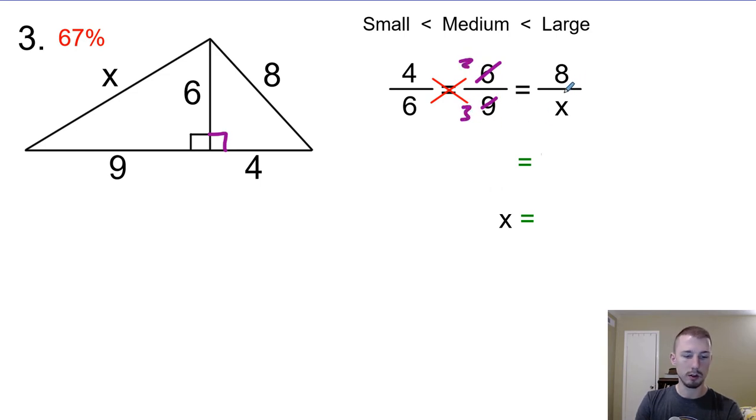And then when I cross multiply, I'm going to get 2 times x, which is 2x. Oh, apparently I didn't reduce. That's fine. And then 9 times 8, which is 72. Divide these by 6. Might have to put that in the calculator, but you should get, what, 12? Yeah, x is equal to 12.